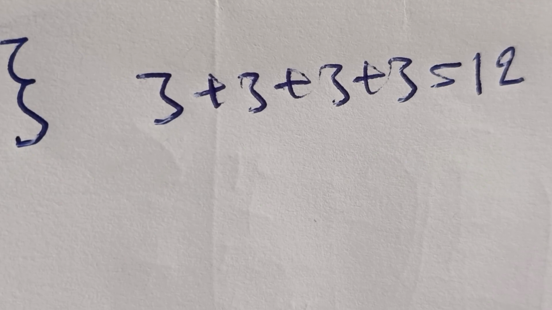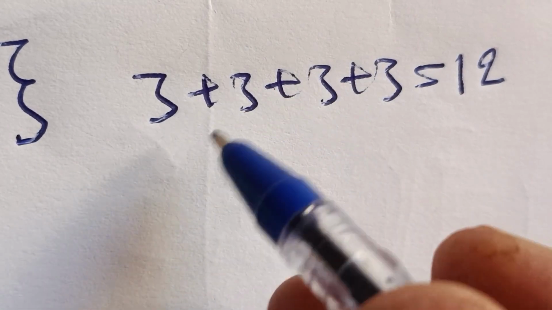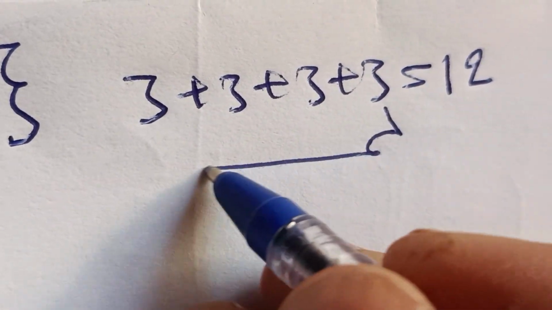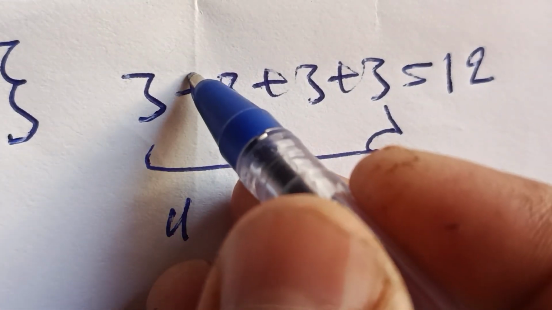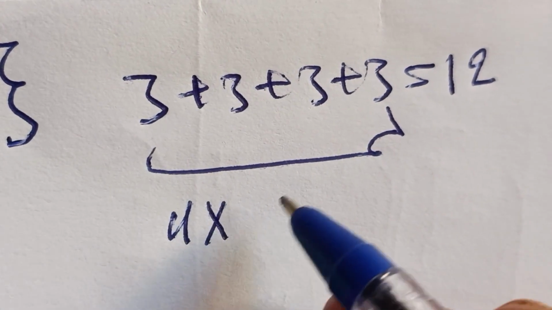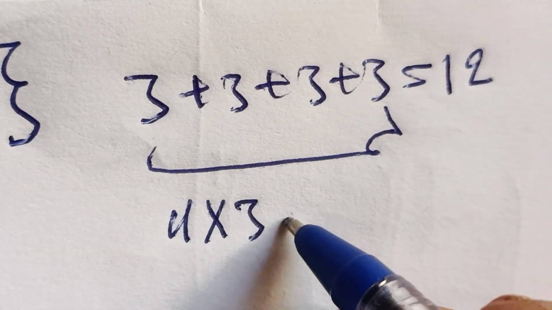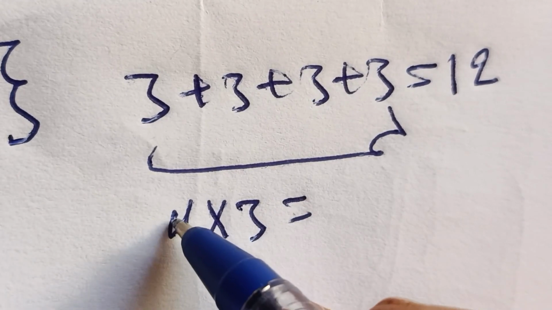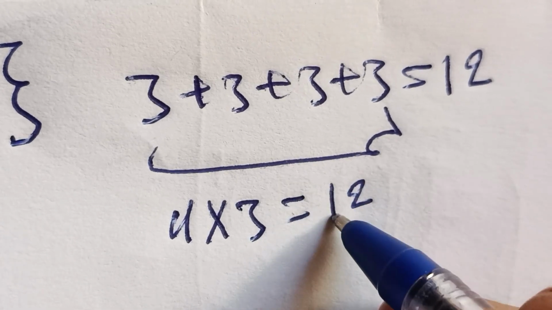Using multiplication is the shortest way to write this. For example, three is added to itself four times. Write 4. The plus sign changes to a multiplication sign. The number being added is 3. And finally, 4 times 3 is equal to 12.